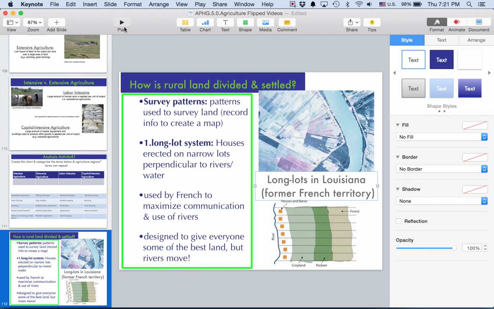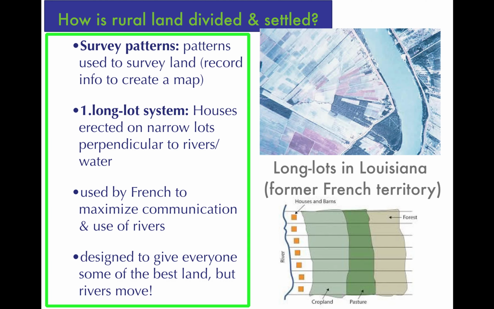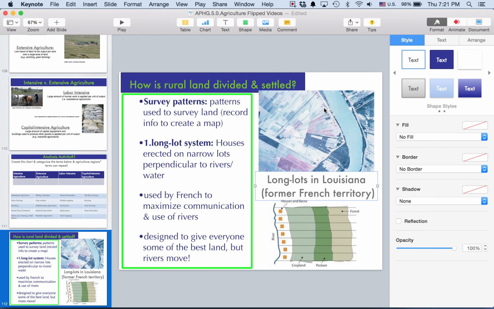This system was largely used by the French, and this is now the stamp of French colonial territory, areas that were once controlled by the French. So this right here in the top right is actually a picture of long lots. You can see those long lots that are all, give or take, perpendicularly divided up.